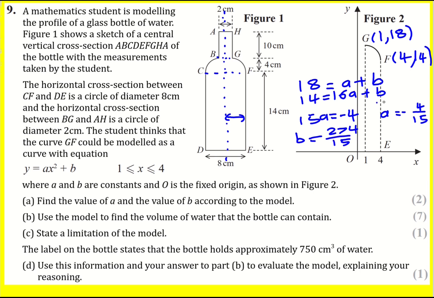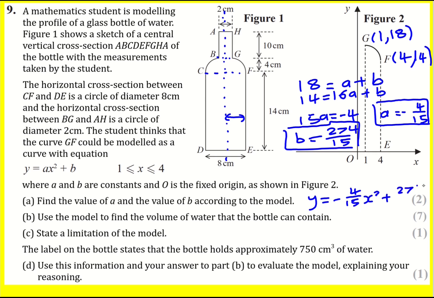So I've worked out these values. I'm also just going to write down the equation now. So y is equal to minus 4 over 15 x squared plus 274 over 15. We're then asked to use the model to find the volume of water that the bottle can contain.